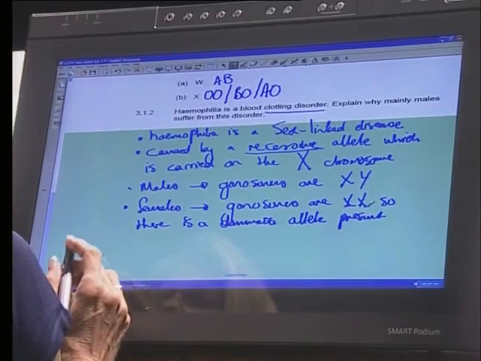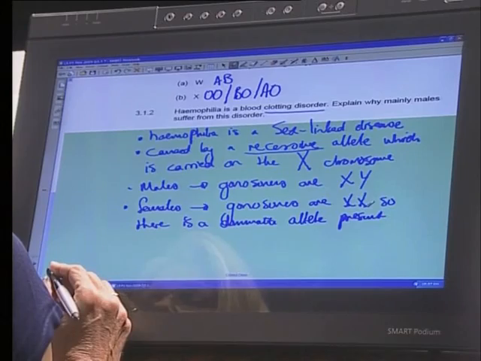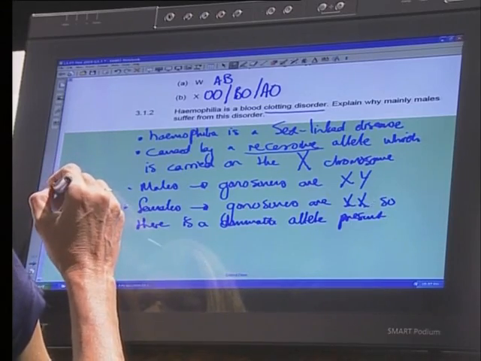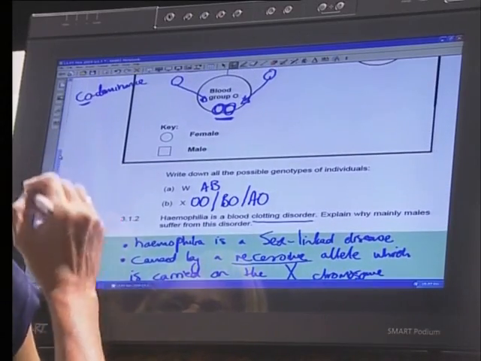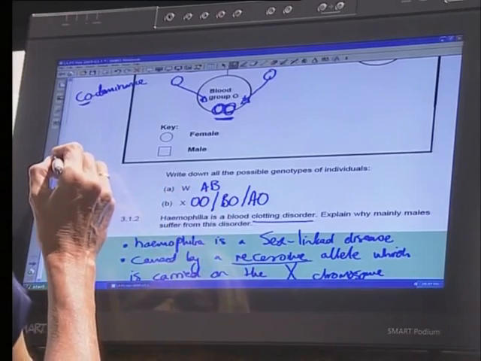Anything else you want me to go through, hun? Oh, you start off for question 3.1.1. Sorry, you want 3.1.1, is that all? Yes, this is 3.1.1.